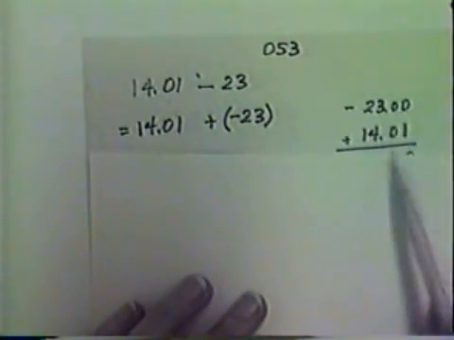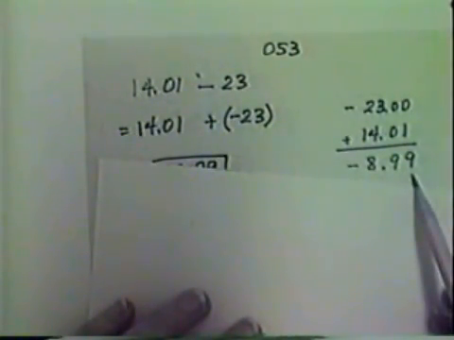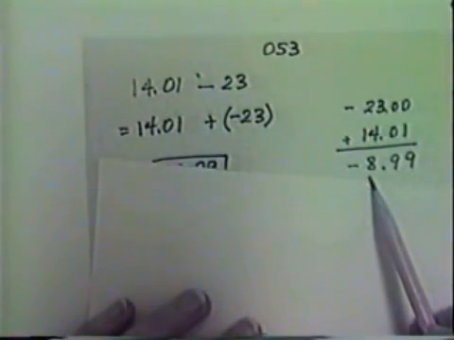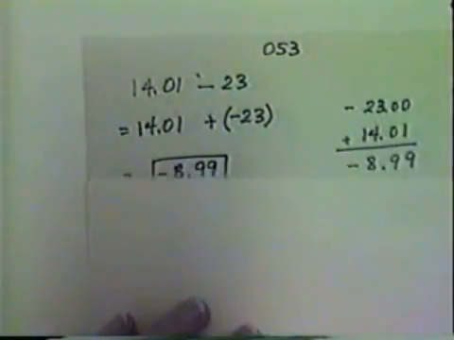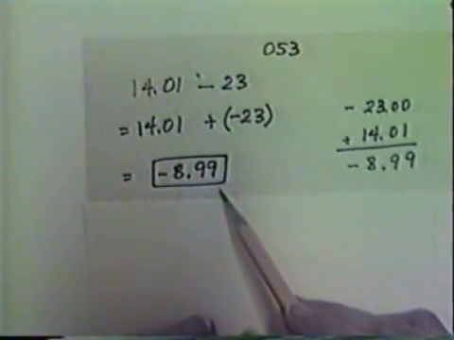So, negative 23, add 14 and 1/100th, line up the decimals, subtract, and we get 8 and 99/100ths. We use the sign of the one with the greater absolute value, which is the one that is negative. And so, negative 8 and 99/100ths is our final answer.